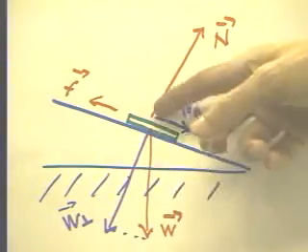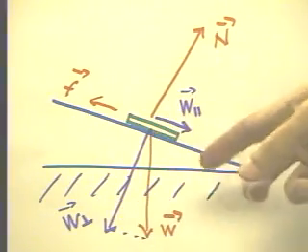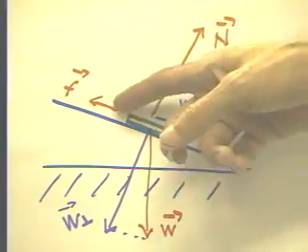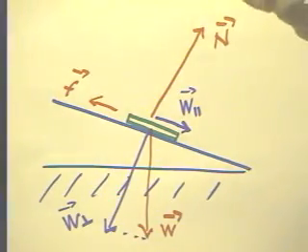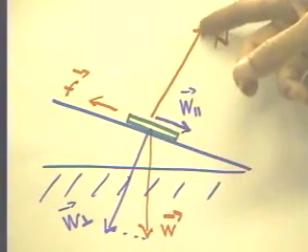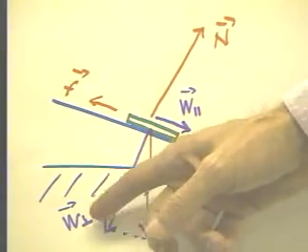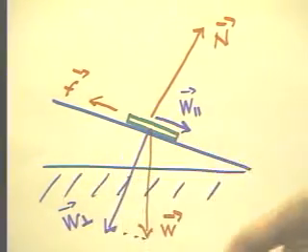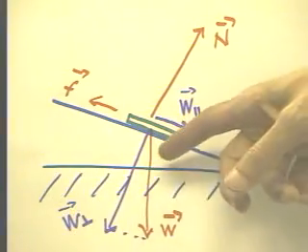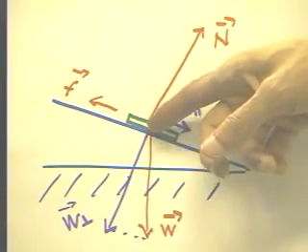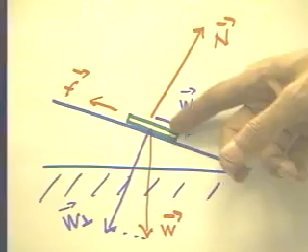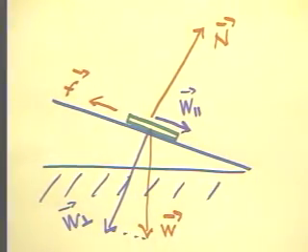So we replace the weight by these two forces, and we see that if this weight is just exactly equal to the frictional force, and if the normal force is exactly equal to this force, which we call the perpendicular force of the weight, the component of the weight that's perpendicular to the incline as opposed to the component that's parallel to the incline.